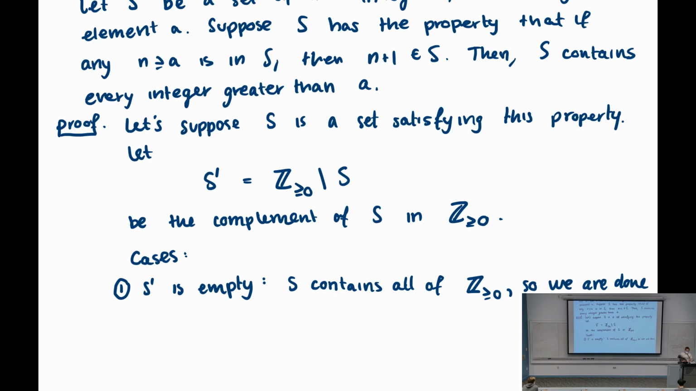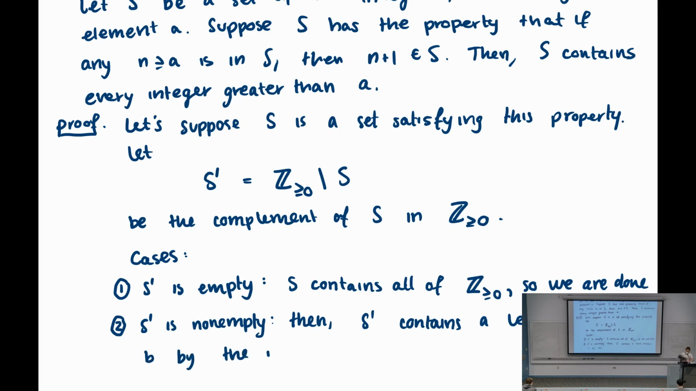So we'll move on to the case when S prime is non-empty. If S prime is non-empty, then we're now in a situation where we can apply the well-ordering principle. So then S prime contains a least element, and let's call it B, by the well-ordering principle.